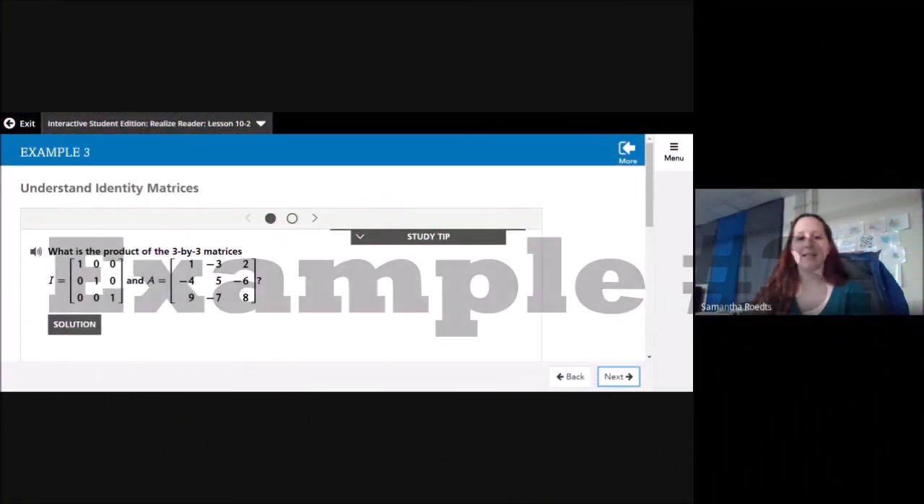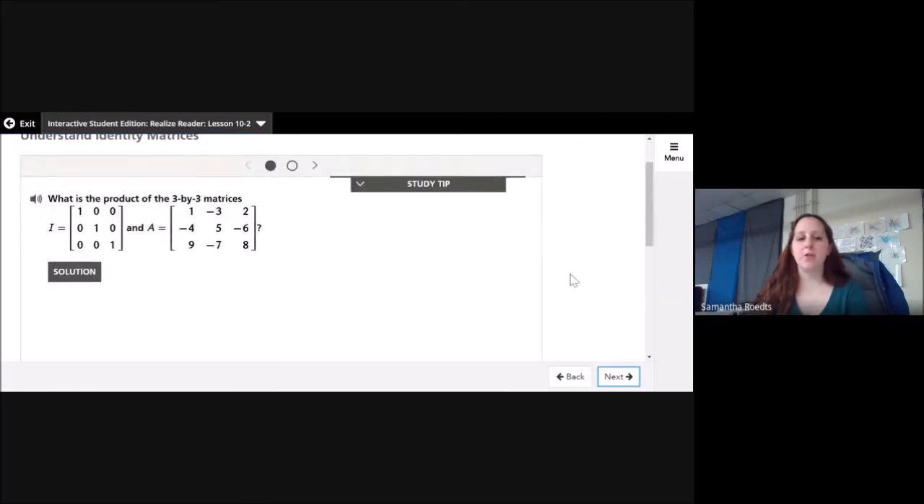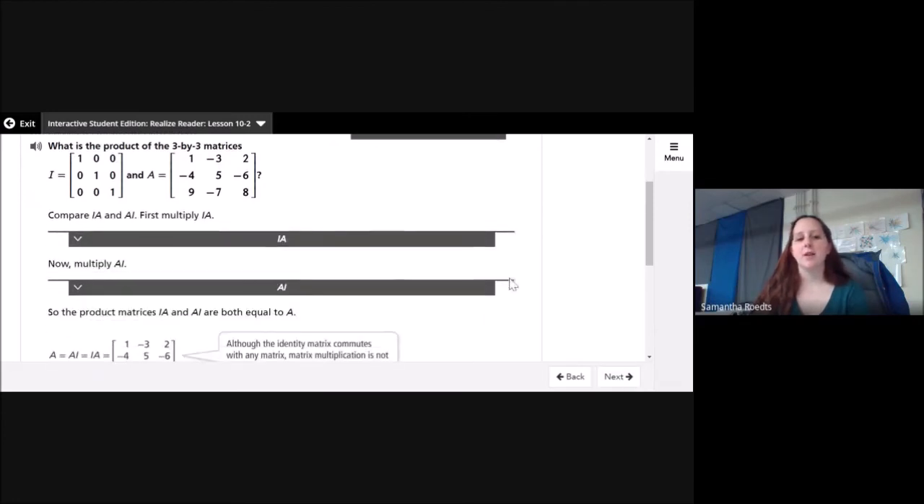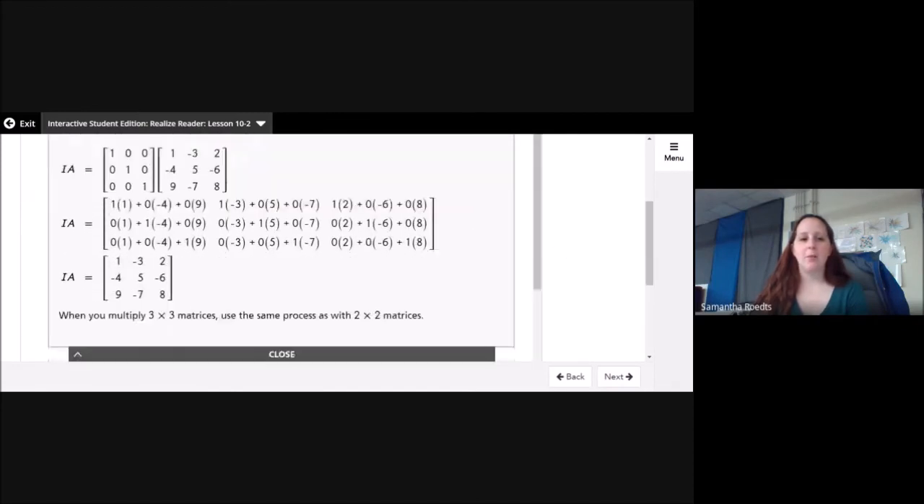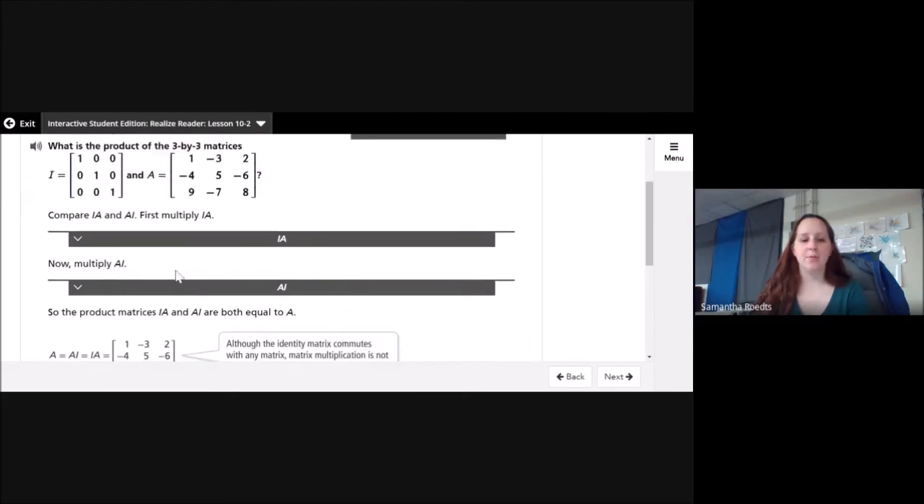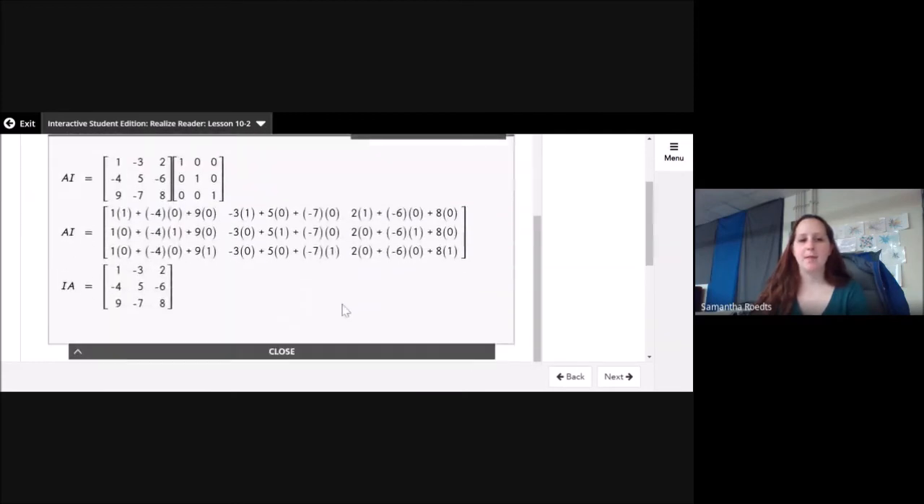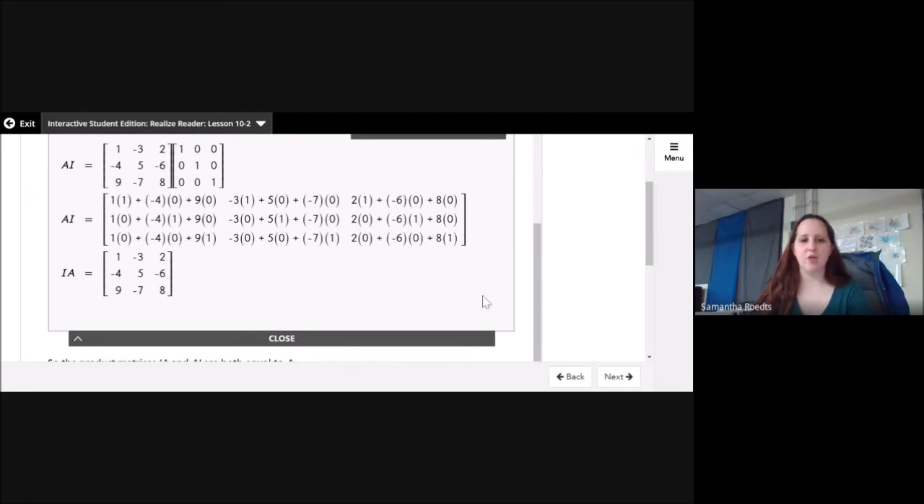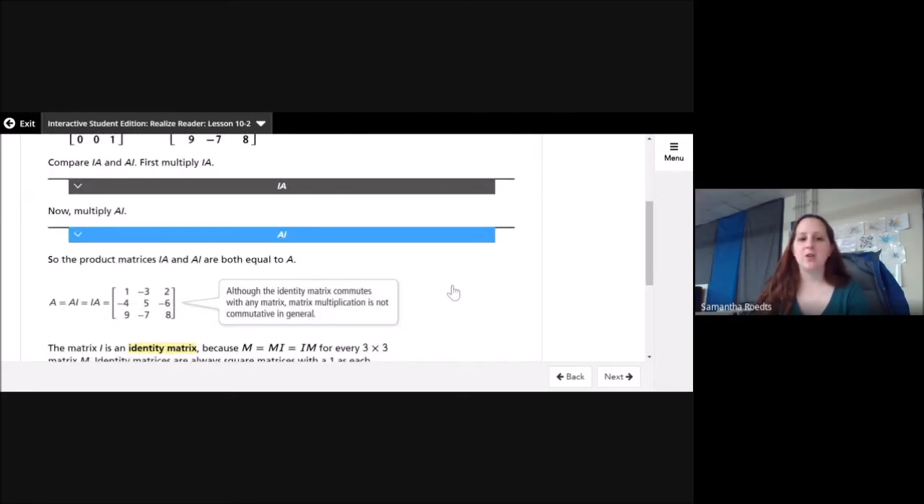Example 3, understand identity matrices. What is the product of the 3x3 matrices? So I have the identity matrix, 1, 0, 0, 0, 1, 0, 0, 0, 1, and A, which is 1, negative 3, 2, negative 4, 5, negative 6, 9, negative 7, 8. So I can compare IA and AI. First multiply IA, and when I multiply out, I get the exact same matrix. Now I multiply A times I. Notice that I get the exact same matrix as A. So the product matrices IA and AI are both equal to A.